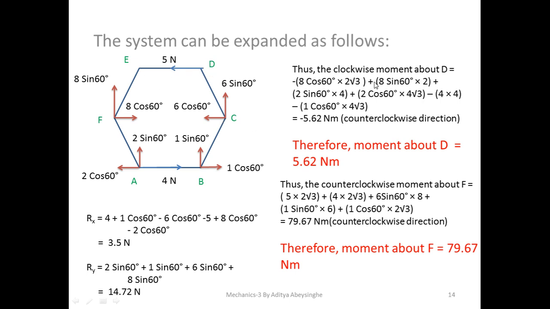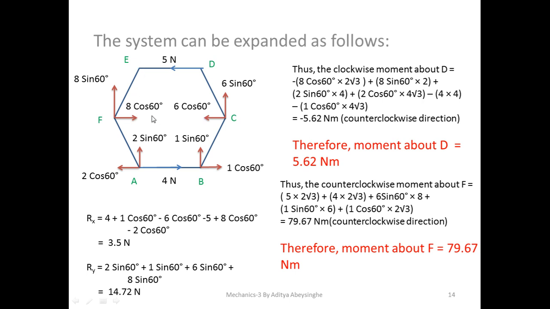It makes a moment around this direction, so that is anti-clockwise, so it will be minus. And 8 cos 60 is the force, and the perpendicular distance is this distance. Since this is 4 meters, you can calculate this distance to be 2 root 3. So the moment created by 8 cos 60 is minus 8 cos 60 times 2 root 3. Similarly, 8 sin 60 actually rotates around D in a clockwise direction, so we are considering the clockwise moment. Since this is also moving in the clockwise direction, we have to add that. So the force is 8 sin 60.